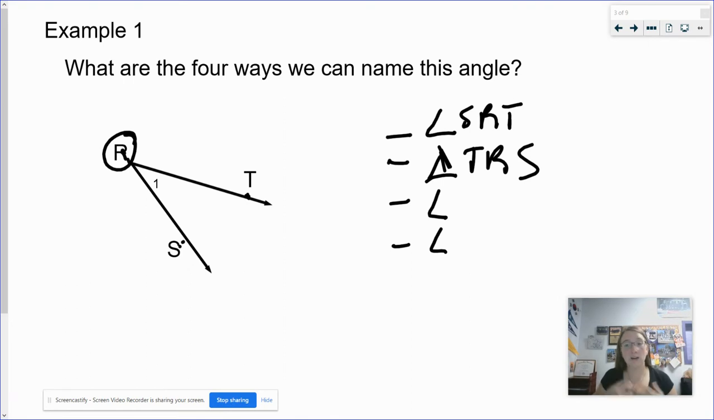Now again, I can also call this by just the vertex. I can call this angle R. That's good, we can do that. Not in all cases, and we'll talk about that later. Or because they gave me that little 1 there, I can call this angle 1. Now again, this doesn't mean that the measurement is 1 degree. That little 1 doesn't have a degree symbol by it, so we just say, oh, that's the name of the angle. This angle is called angle 1. So those are your 4 options.